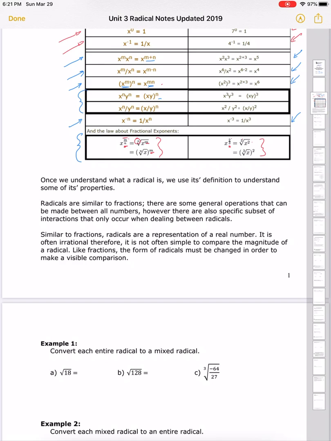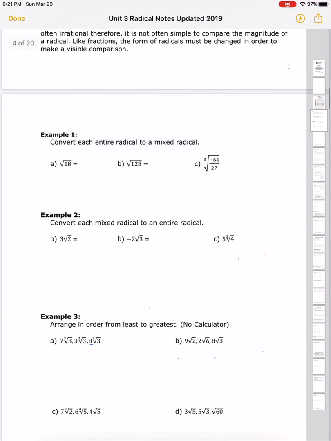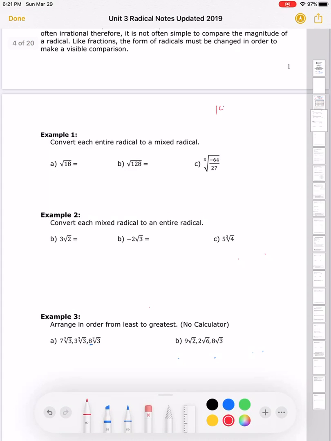So let's start. If you want to go to the next page, page number 2, we're going to convert entire radicals to mixed radicals. So let's remember what an entire radical is versus a mixed radical. If you think about fractions, if you have an improper fraction like 14 over 3, we have a larger number in the numerator than the denominator. So we can simplify this into a mixed fraction. By dividing 14 by 3, 3 goes into 14 4 times, and there are 2 left over.